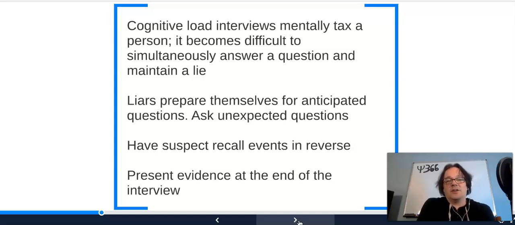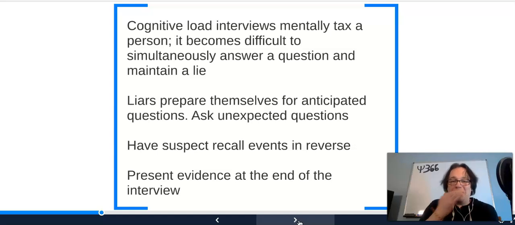interview, cognitive load interview is designed to wear a person down mentally, because lying takes a lot of cognitive energy. If you give them a whole bunch of storylines to keep track of, or a whole bunch of other cognitively taxing questions that they need to answer, it might actually wear down their ability to lie. So they'll start slipping up because it just becomes too difficult to simultaneously answer a cognitively difficult question and to maintain this lie, particularly if it's an elaborate lie.